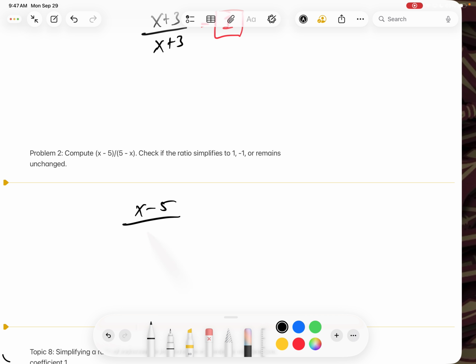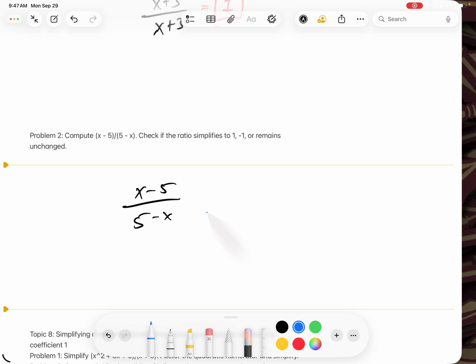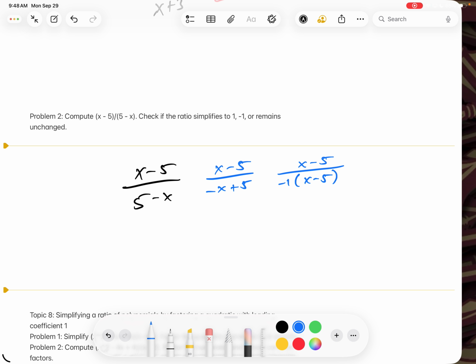On something like this, see how this one works out? Well, let's rewrite. What if I rewrote the denominator as negative x plus 5? Okay, not quite the same thing. What if I pulled out a negative 1 and made that positive x minus 5? Okay, so anytime you have a positive x and then a negative x, a lot of times you're going to pull out a negative 1 to see if they match. So now this is like having a 1 on top and a negative 1 on the bottom. Those cancel out. 1 over negative 1 would be negative 1.